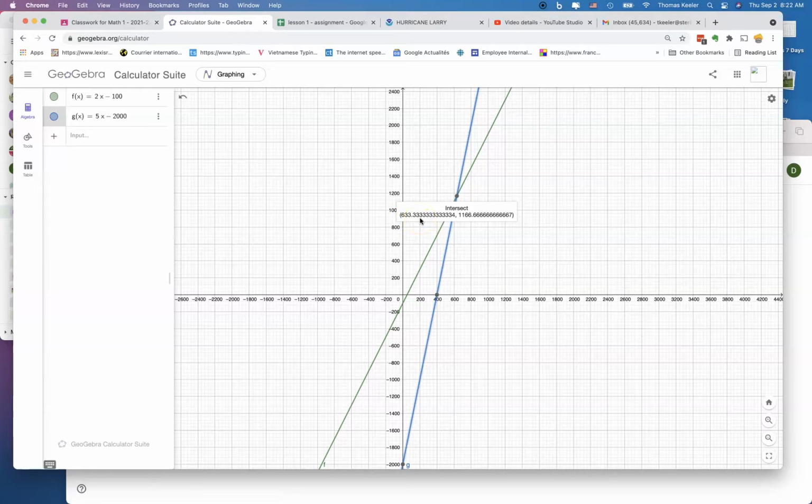So at 633, you're still a little bit better off selling the $2 cups and having bought the $100 coffee maker. And at 634, that's where it switches over. That's where the blue line, the $5 lattes, is going to be more. So that'll be part 1 of using GeoGebra, and then we'll look at the other situation in a second video.